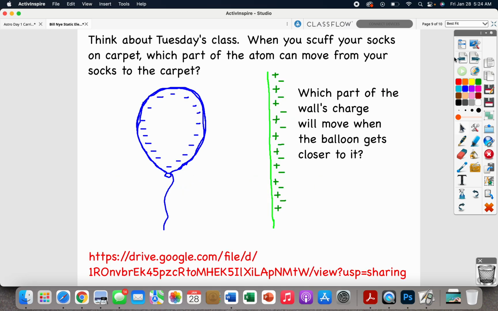Okay. Now, if we're talking about scuffing along on a carpet, we know that the electrons actually move from our socks to the carpet. We talked about this on Tuesday. But if we have a balloon that we've scuffed so that it picks up negative charge, now that we know that opposite charges attract and like charges repel, we can bring it near a wall, and those walls charge it. The charge on the wall will actually move. Now, before we actually look at this, let's take a look at a video on this.